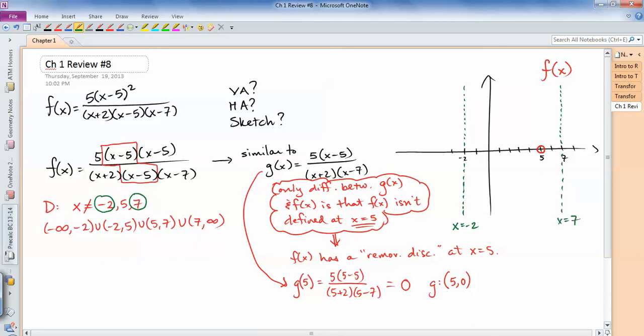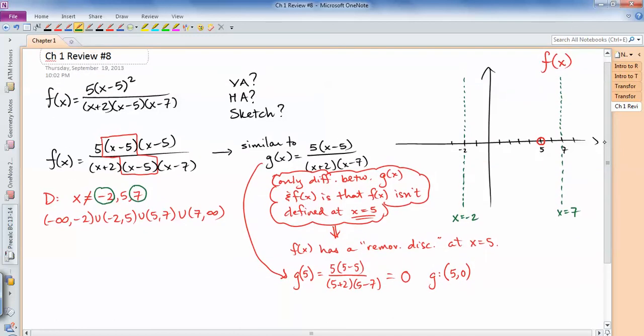So there are my two vertical asymptotes. Now if this were a calculator question on a test, then just graph it on a calculator. The only thing you're going to have to know is that there was a hole at (5, 0), because if you don't know that, you're never going to be able to see it on your calculator, because it'll be right on top of the axis. So you're just not going to realize it.